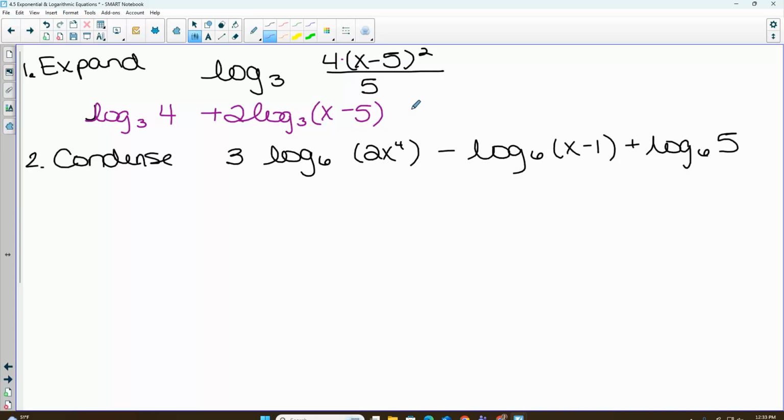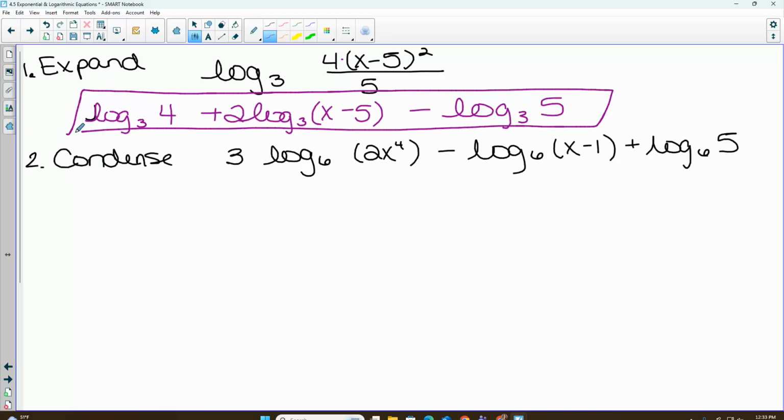Divided by the 5. If it's divided, what do we do with our logs? Subtract. So minus log base 3 of 5. So all we had to do there, expand, just means separate it, write the log of each piece. Number 2, condense means I want a single log for our answer.